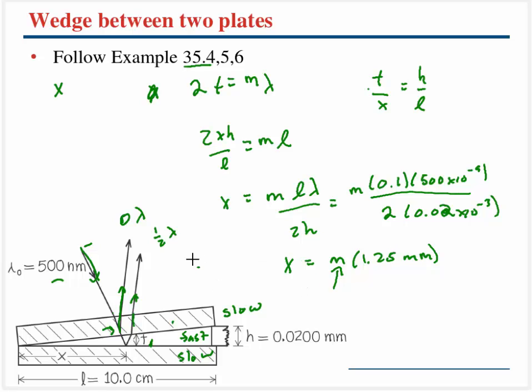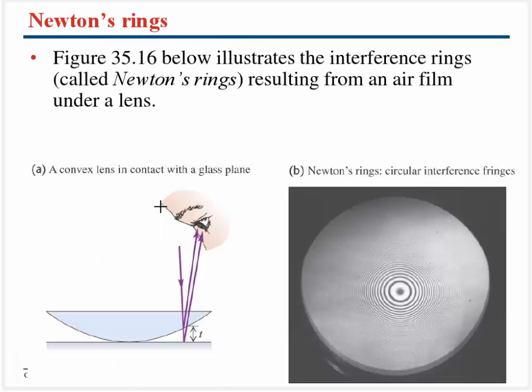Again, the key to this problem is right here. Do I have a phase shift or do I not? And I highly recommend you take a look at examples 34.5 and 34.6 just to get some more practice with this. Just kind of a conceptual example is going to be Newton's rings.